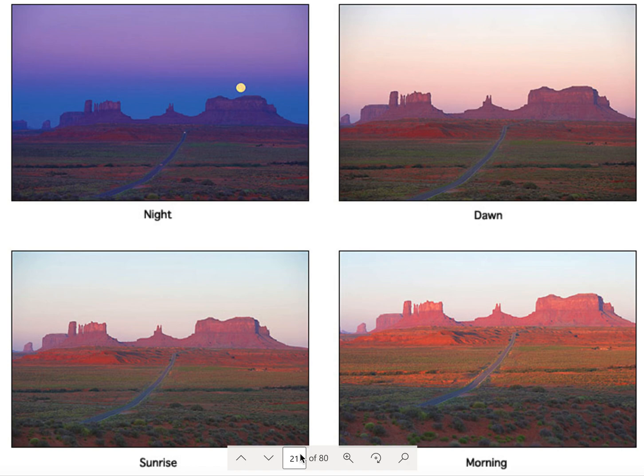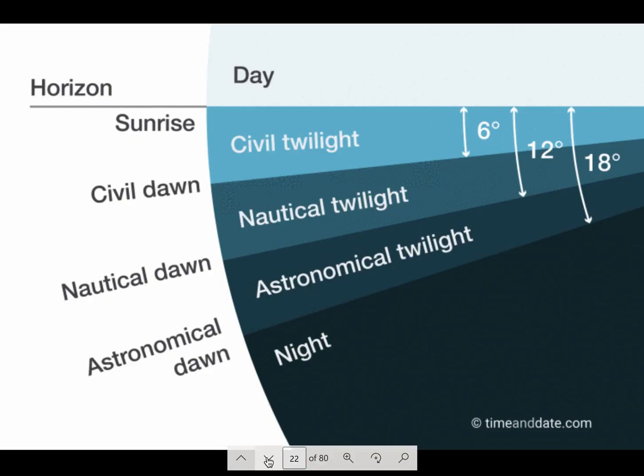Okay, this video is a continuation from the previous video, and we are talking about times of day with natural lighting. Okay, so here is the horizon, and we actually have different times. We have different names or different terms for different times of the day. And day is once the sun has risen all the way to once the sun sets.